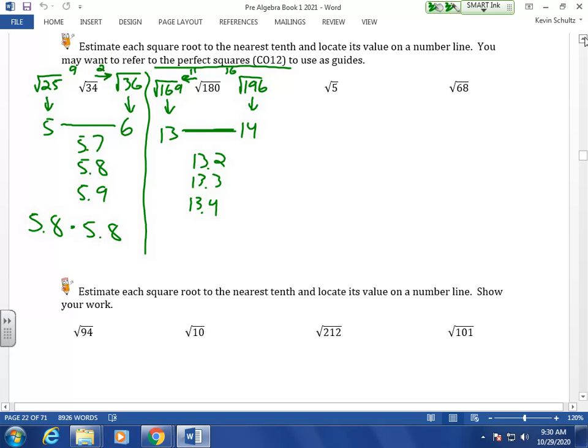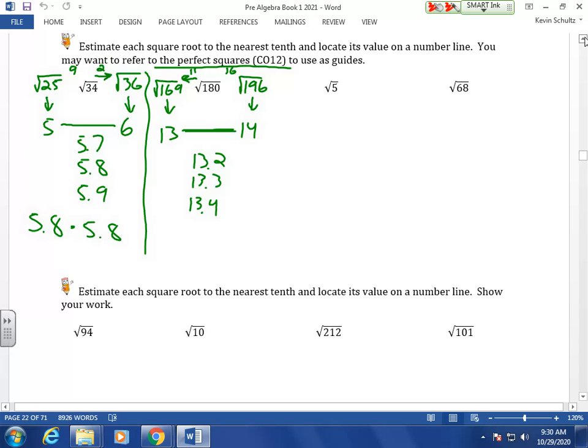Okay, another one on the page. Anywhere on this first page that you'd like to do together, John? I'm asking about rounding each square root to the nearest tenth and locating the value on a number line. Oh yeah. So the one piece of that.